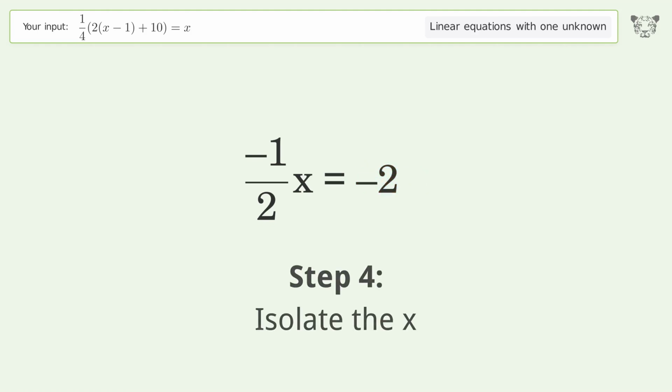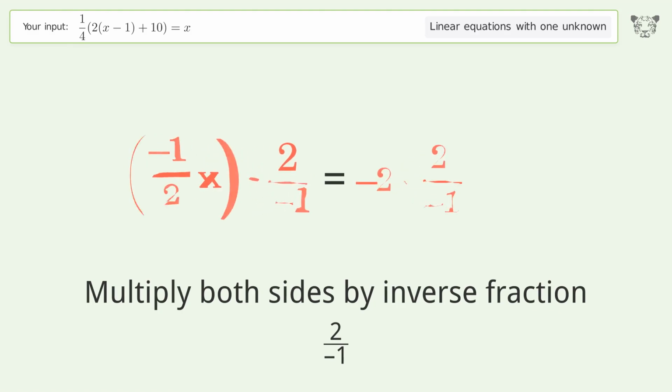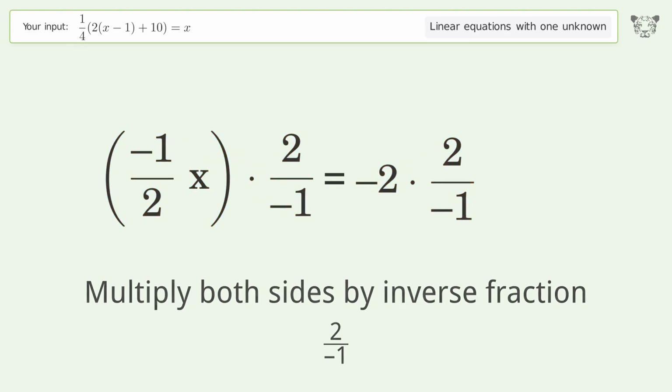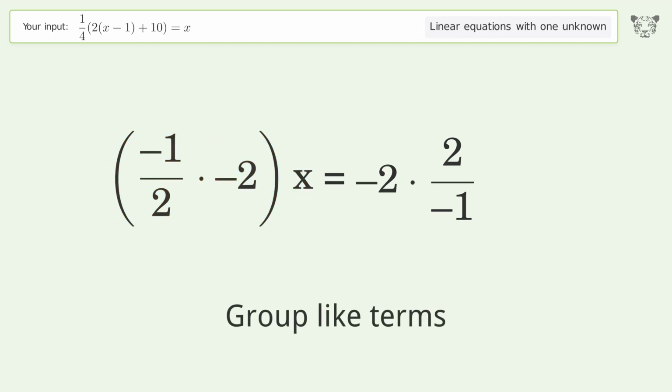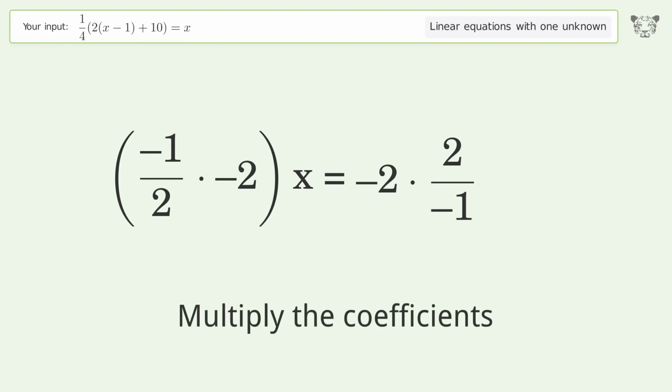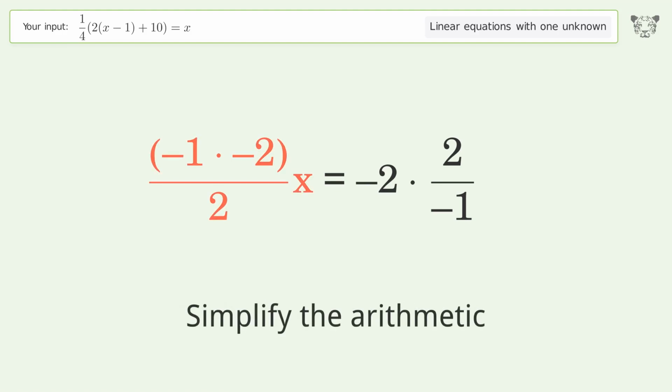Isolate the x. Multiply both sides by inverse fraction 2 over -1. Group like terms. Multiply the coefficients. Simplify the arithmetic.